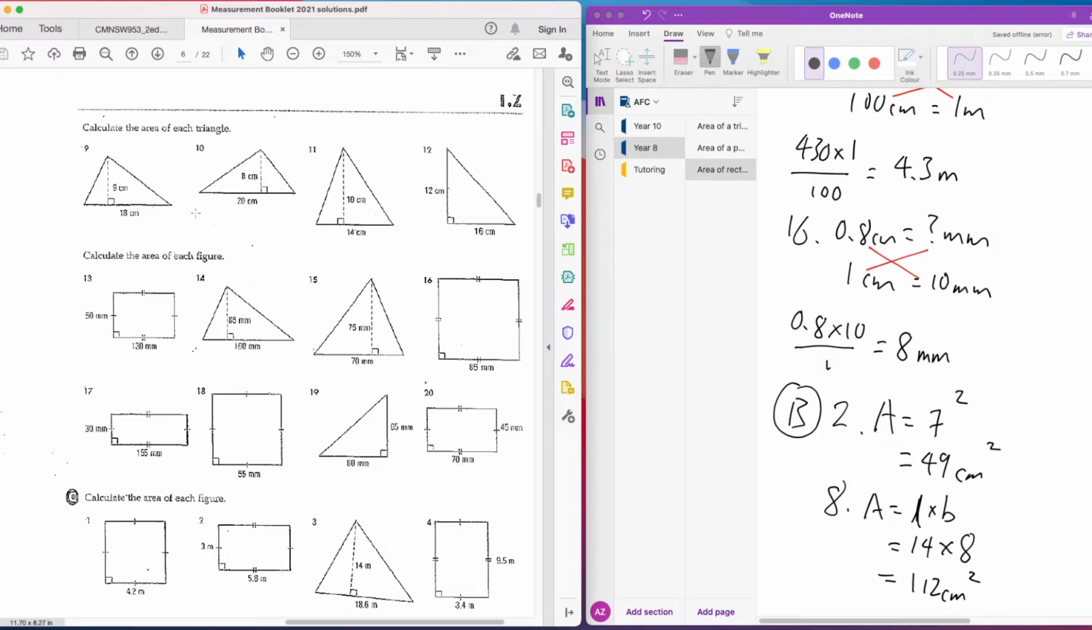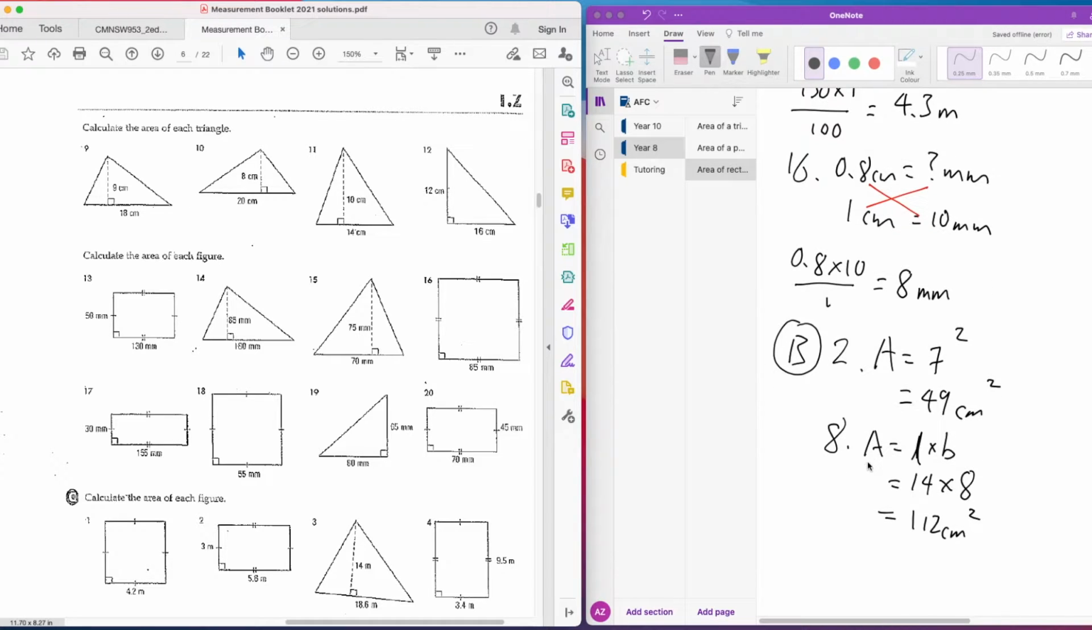asks you to find the area of triangles. The only difference between a triangle and a rectangle is that you need to multiply the area by half. I'm just going to show you why. So let's take a look at question 11.